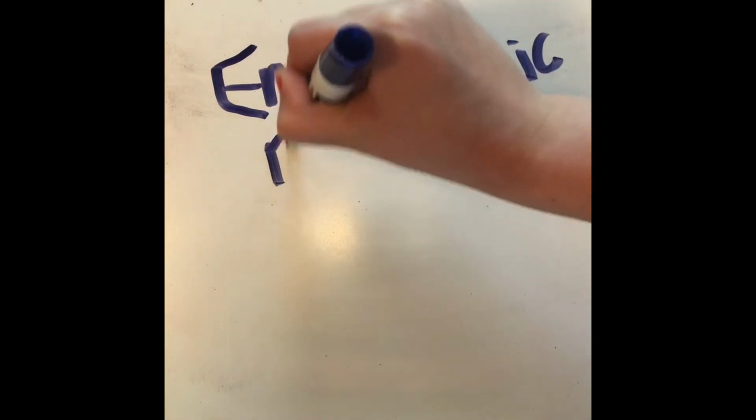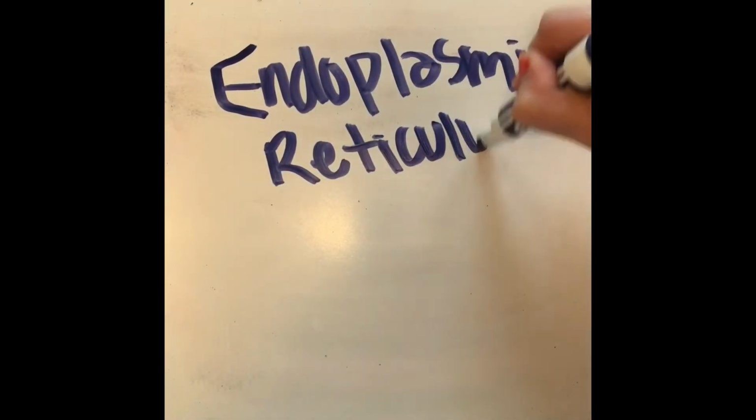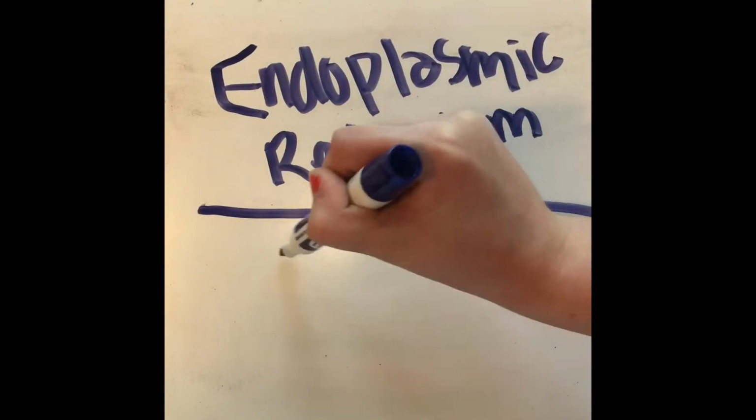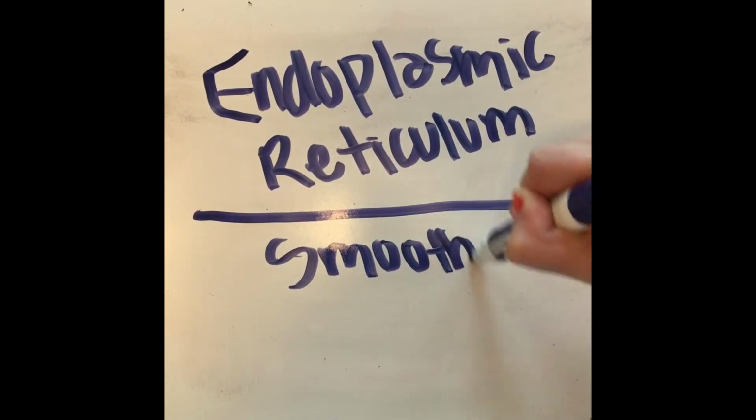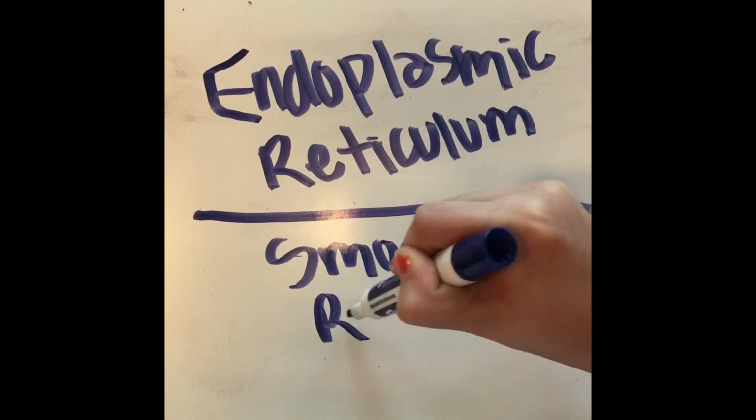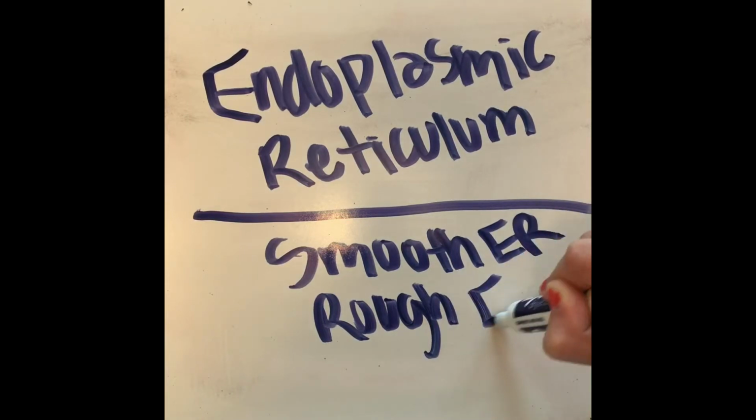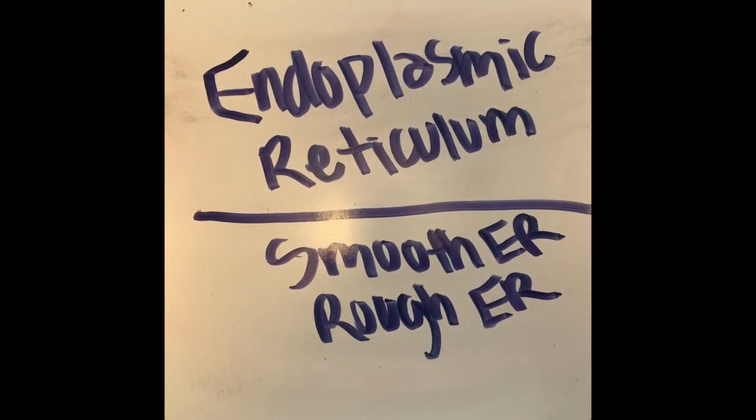The endoplasmic reticulum is a biosynthetic factory that accounts for more than half of the total membrane in eukaryotic cells. It contains the rough ER and the smooth ER. Endoplasmic means within the cytoplasm, and reticulum means a little net.